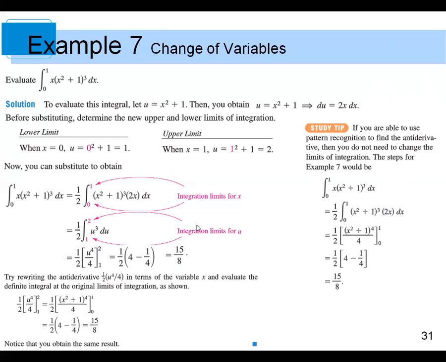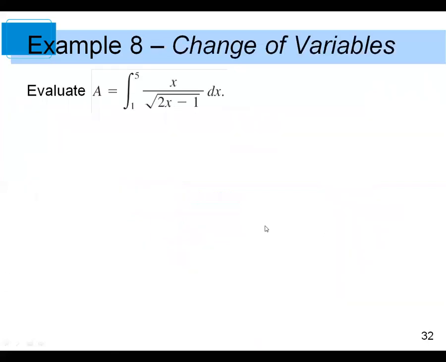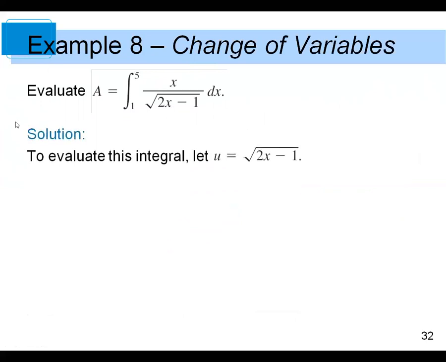So remember, if you leave it in terms of u, you have to change the limits to be in terms of u. If you back substitute and get it in terms of x, use the original limits, and you don't have to change the limits to be in terms of u. All right, let's do this one. A equals the integral from 1 to 5 of x over the square root of 2x minus 1.